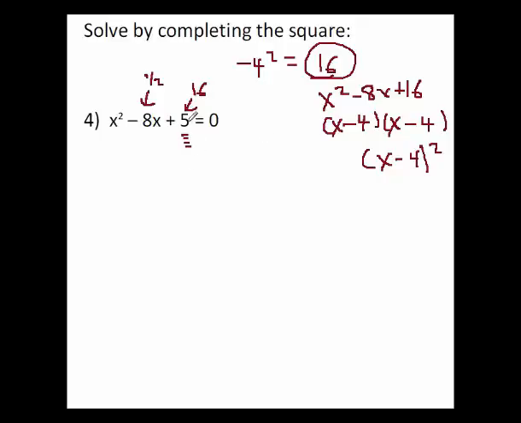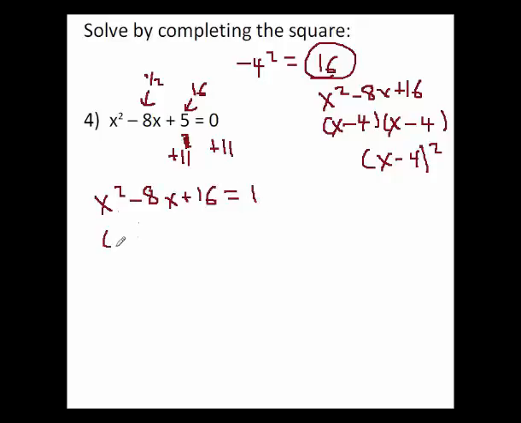So first of all, how do we get this to be a 16? Well, that's easy enough. Just add 11, right? And if you add 11, you can do that. Remember, you can do that in any algebraic equation as long as you do it to the other side too. You do it to this side, so do it to that side. Now we've got x squared minus 8x plus 16 equals 11.